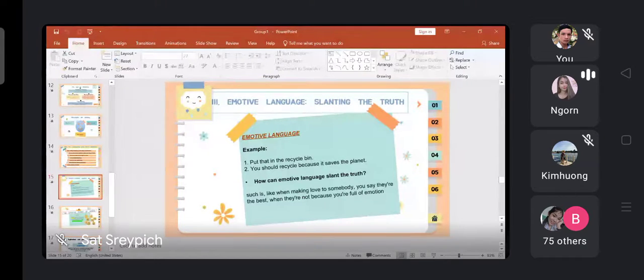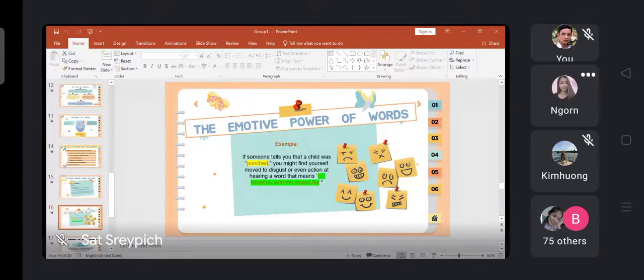How can emotive language spread thoughts? In many ways, when you are emotionally charged, you try to exaggerate everything to make yourself believed. You may also say things you don't mean. When you are angry at somebody, or when making love to somebody, you say they are the best, when they are not, because you are full of emotion. Move to the slides.